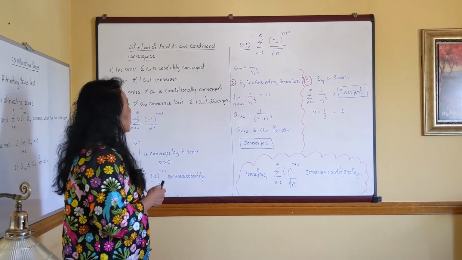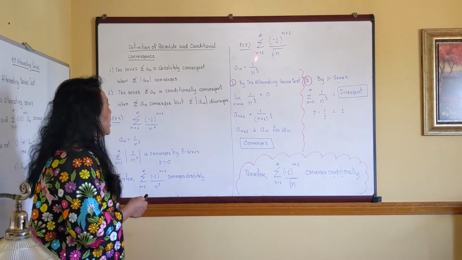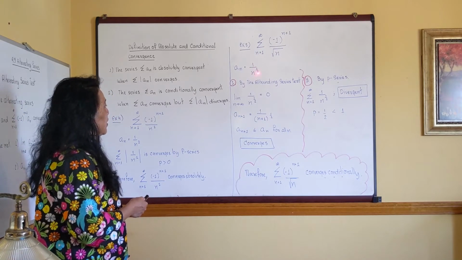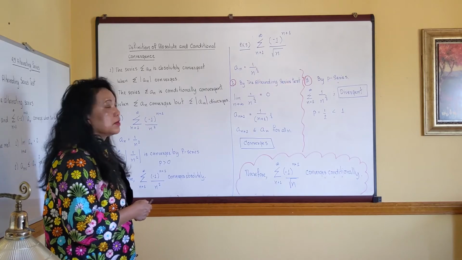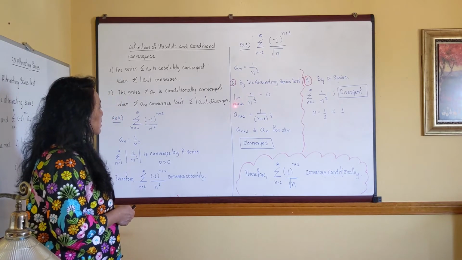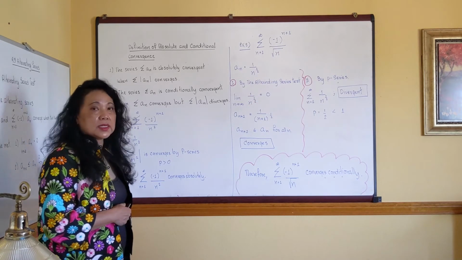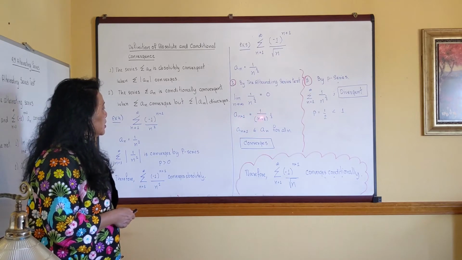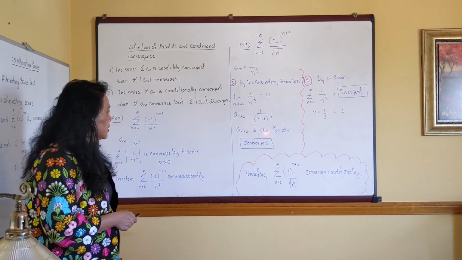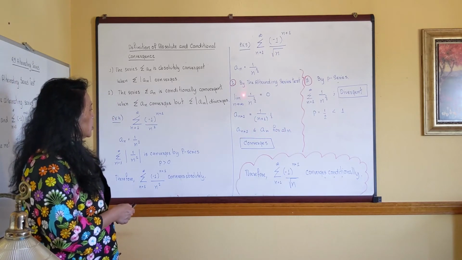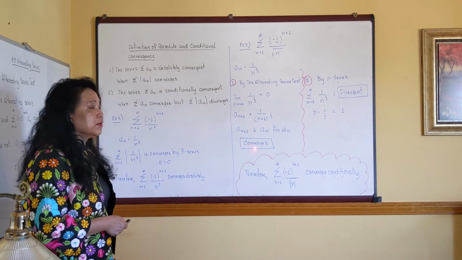Now the interesting part of this next example is I have this series. My a sub n is 1 over n to the 1/2. First method, I'm going to use the alternating series test. If you take the limit as n goes to infinity, 1 over n to the 1/2 is 0. My a sub n plus 1 is 1 over n plus 1 to the 1/2, which is less than a sub n for all n. So the two conditions are satisfied, and by the alternating series test, it converges.